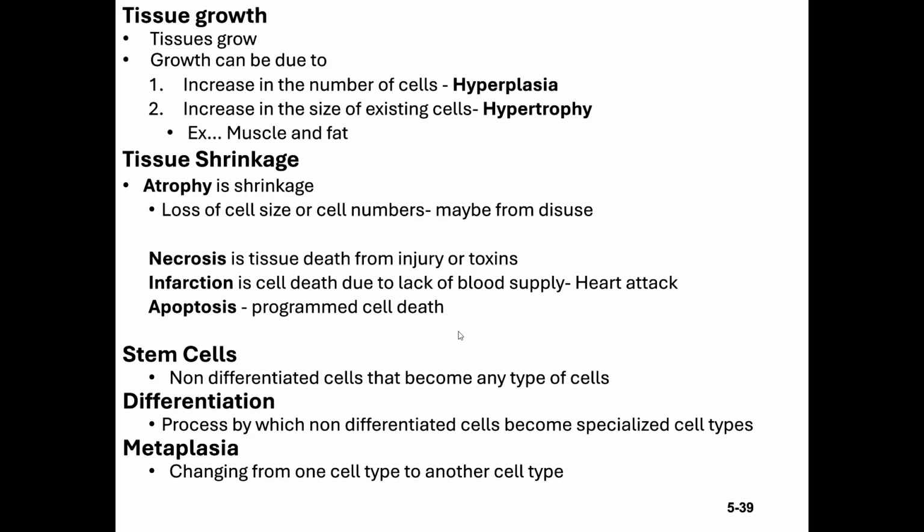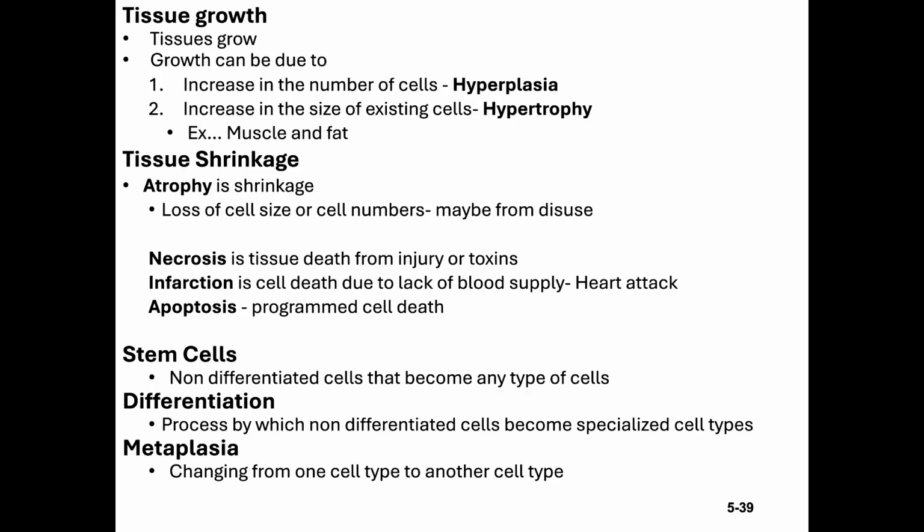So that is how tissue grows, by two processes, hyperplasia and hypertrophy. Muscles are another classic example of hypertrophy. When you're going to the gym, your muscles become bigger, not because there's an increase in the number of muscle cells, but because there is an increase in the size of the muscle. Each muscle cell becomes larger. That is hypertrophy. Hyperplasia means increase in the number.